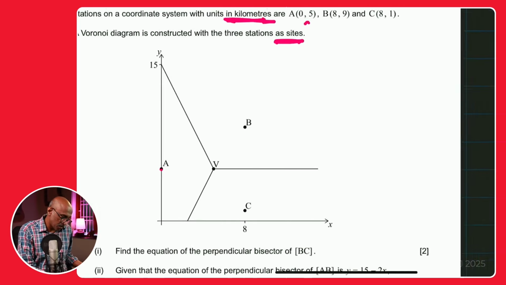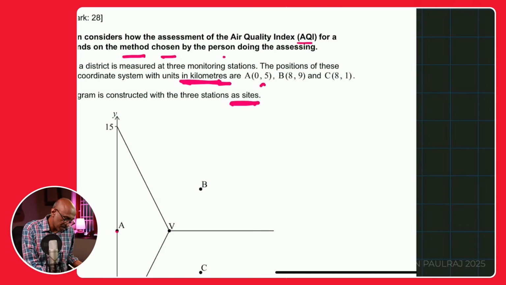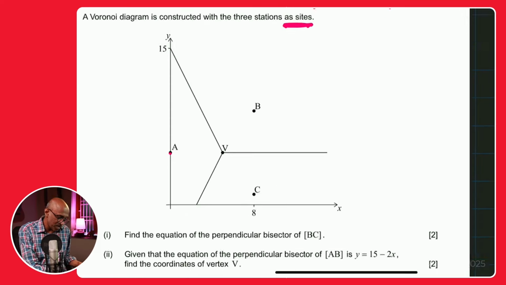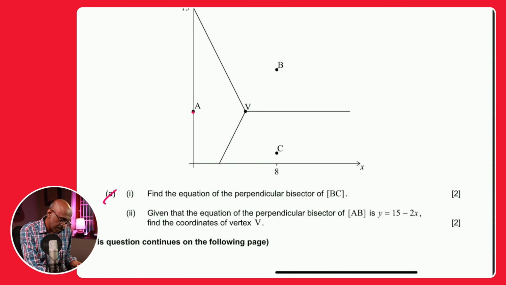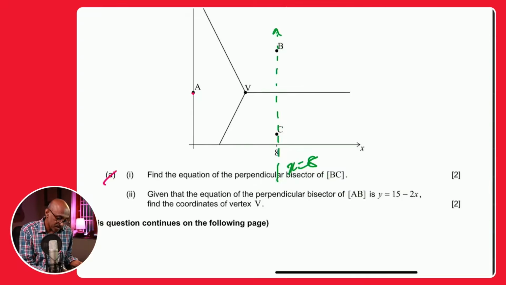If you look at the coordinates of BC, the x coordinates of both B and C are the same, 8. Which means that if you were to draw a line joining B and C, it's actually a vertical line. So the equation should be x is equal to 8. That's the equation of BC. What we want is the equation of the perpendicular bisector of BC.